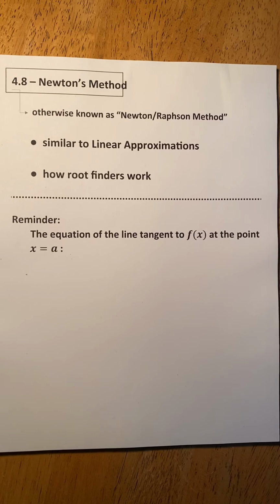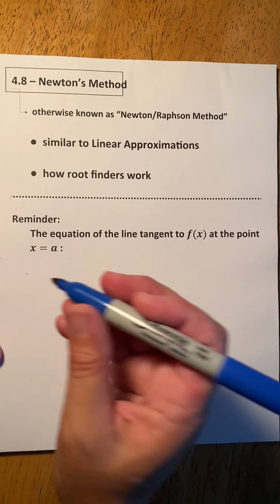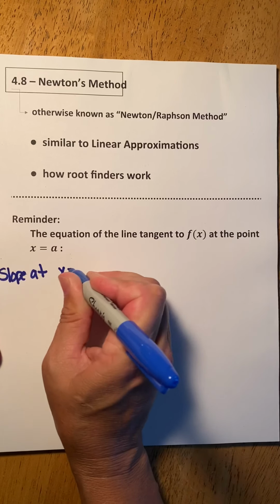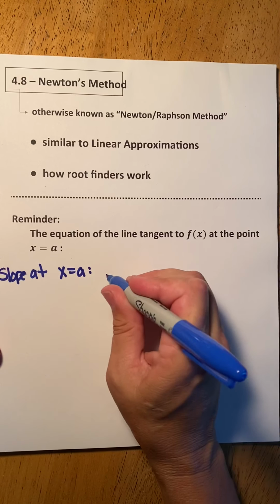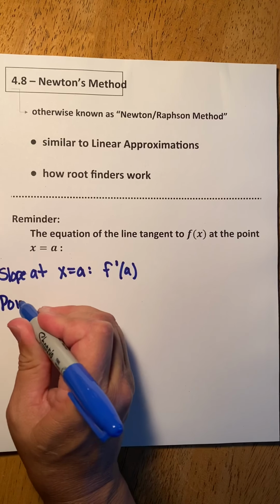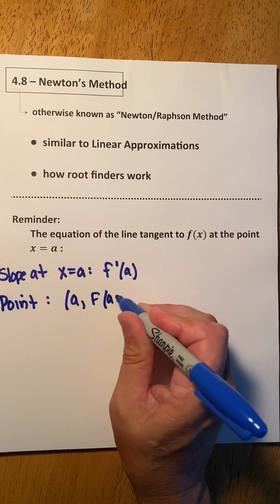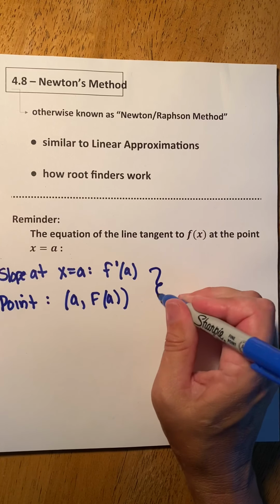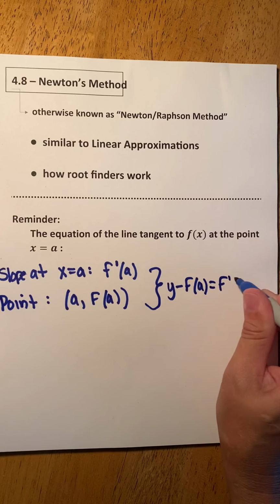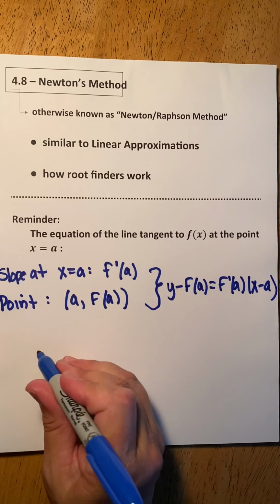So just a friendly reminder, if we're looking for the equation of a line tangent to a curve at a specific point, we need two things. We need to find the slope at A, and we do that by finding the derivative of the function and plugging in A. And then we need a point. The input would be A, the output would be f of A. And then the equation of the line would be y minus the y value you know equals the slope times x minus the x value you know. And then let's clean this up a little bit.